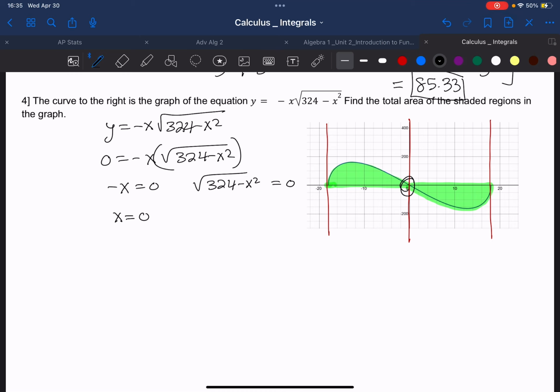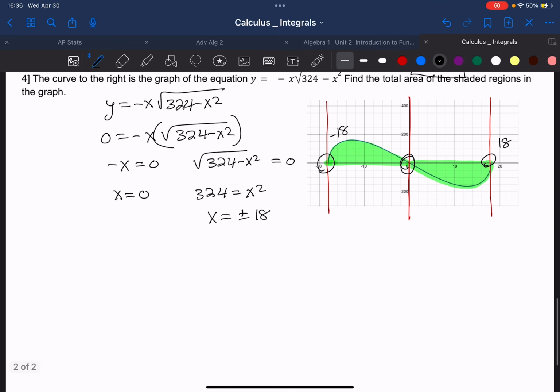And then the other one would be 324 is equal to x squared. I squared both sides and then added x squared over. And then when I take the square root, I get x is equal to plus or minus 18. And I can clearly see that this is somewhere around that -18 and positive 18. So I know that I'm on the right track.